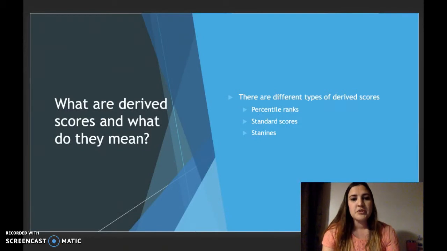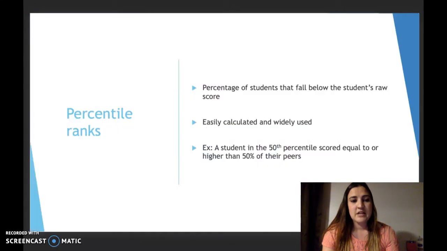So derived scores are different things. They are percentile ranks, they are standardized scores, they are stanines, and they're all a little bit different, and they have some similarities.